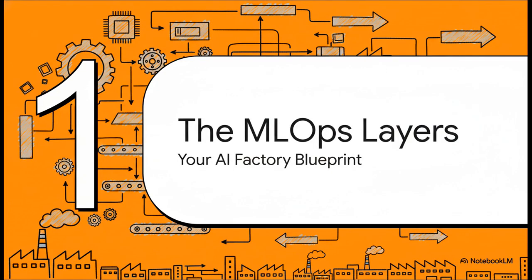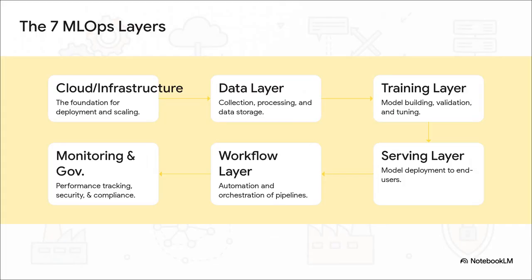To get our heads around this, let's reframe the problem. We're not just writing code, we are building an AI factory. And like any factory, you can't just start welding things together. You need a blueprint, a plan. This is that blueprint. So here it is, the 7 essential layers of our blueprint.